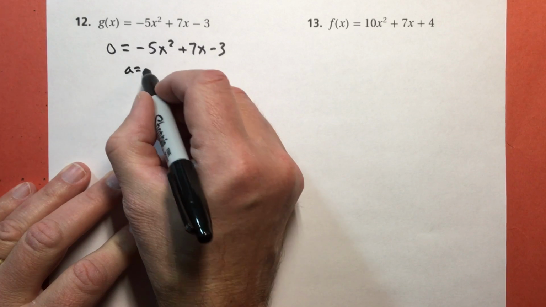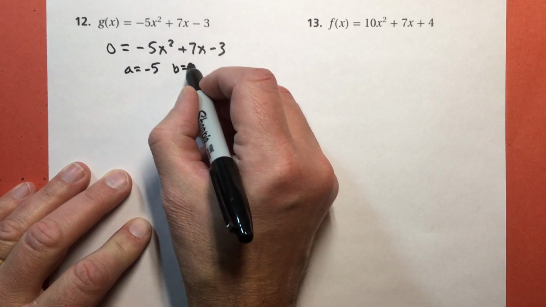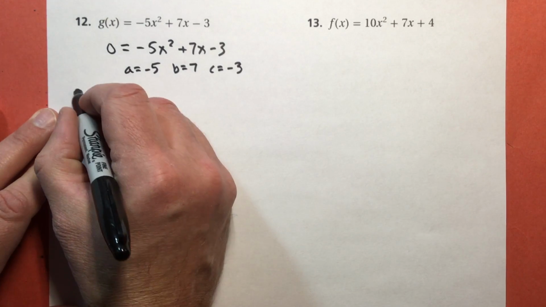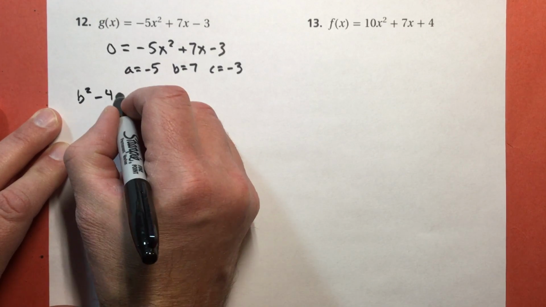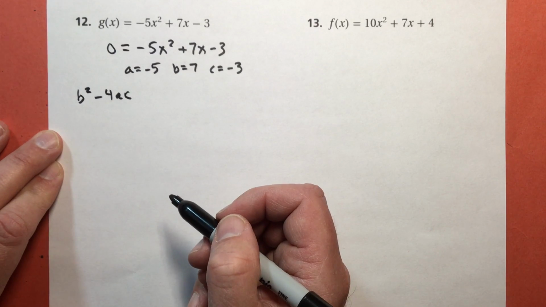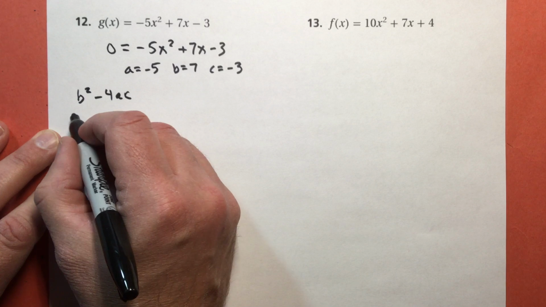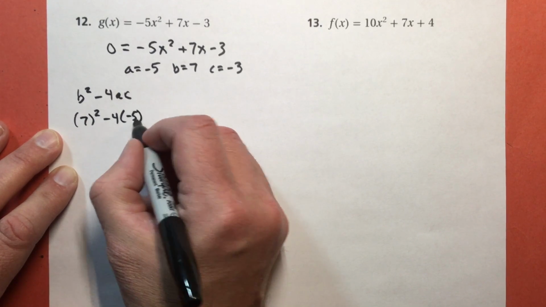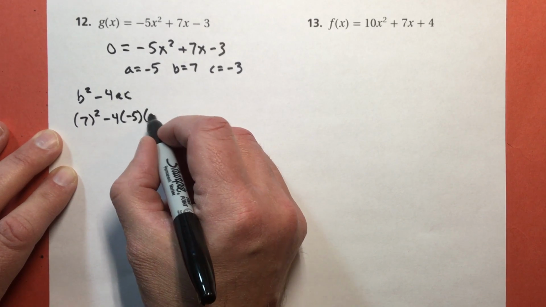That gives me my a is -5, my b is 7, and my c is -3. Make my c a little bit better. I'm getting kind of sloppy with my writing. So I get 7 squared subtract 4 times -5 times -3.